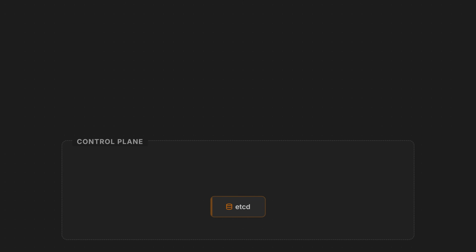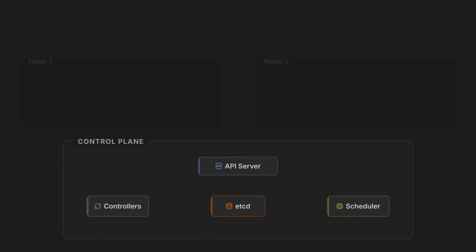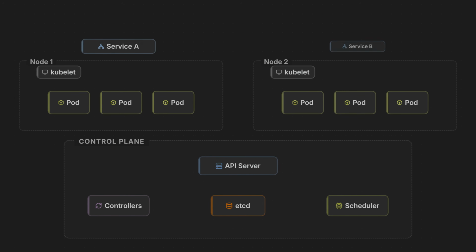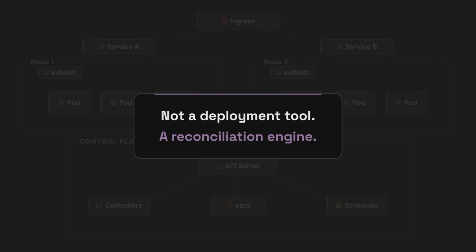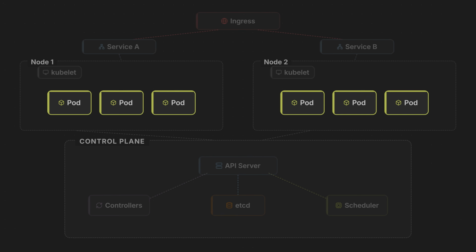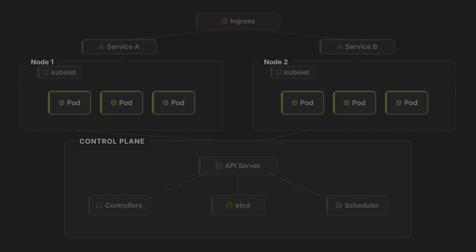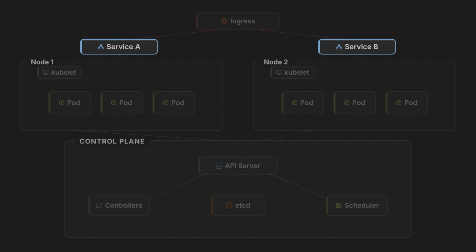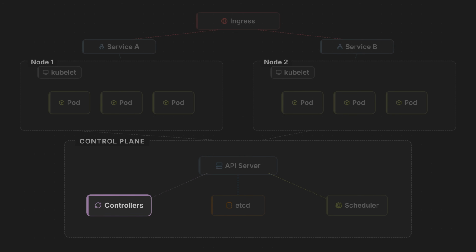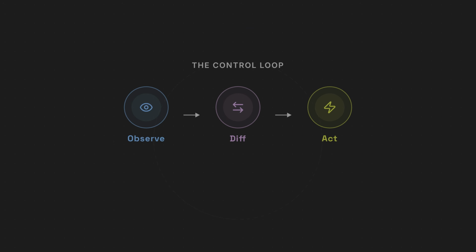Let's zoom out. Kubernetes is not a deployment tool. It's a reconciliation engine. You declare what should be true, and a set of independent control loops work continuously to make it so. Pods exist because some containers need to share a network and storage. Services exist because pods are ephemeral and you need stable addresses. Deployments exist because you need safe, reversible rollouts. The scheduler decides where things run, and Ingress brings the outside world in. Every one of those is the same pattern: desired state in, reconciliation running, reality converging. That's the whole machine.